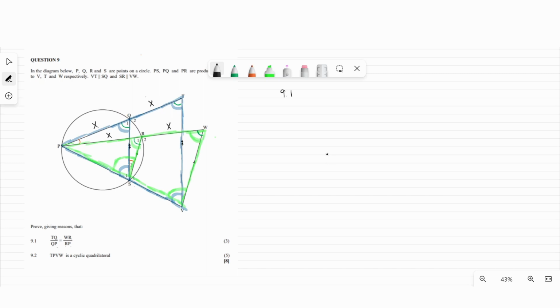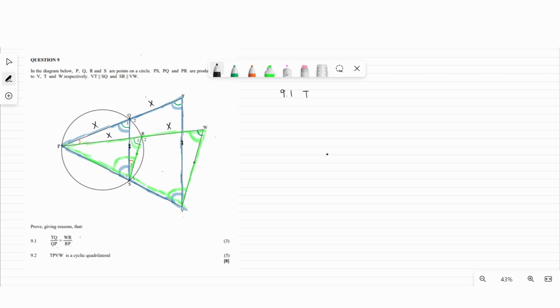But what can we see? We see the fact that PV is a shared side for the green triangle and the blue triangle. So we can use the side PV to actually get to this proof. I'll show you right now. Let's start with the first one, which is TV and TQ.